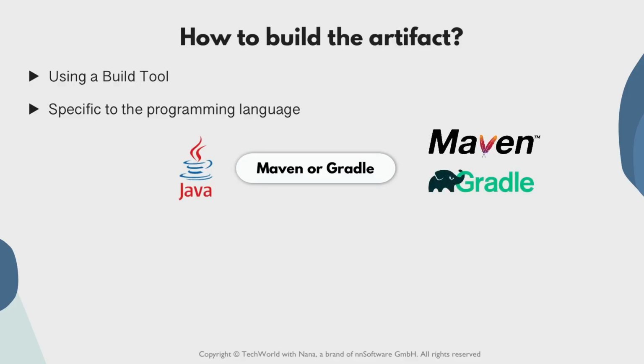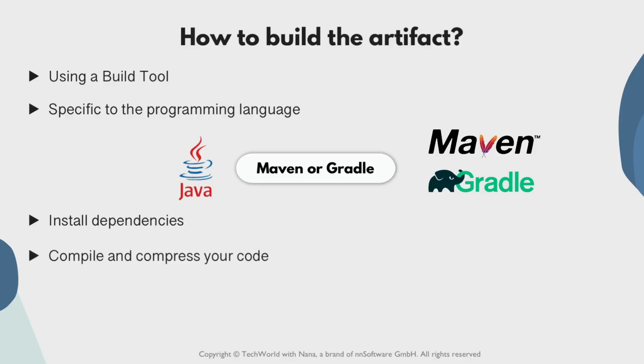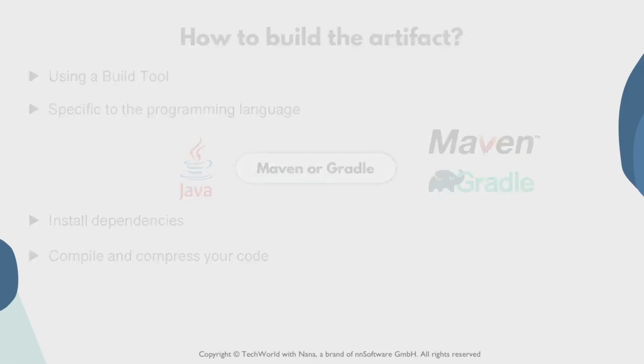So what do these tools do and how do they build the artifact? These tools install the dependencies. They compile your whole code, compress your code to reduce the size, and can also do some other different tasks.